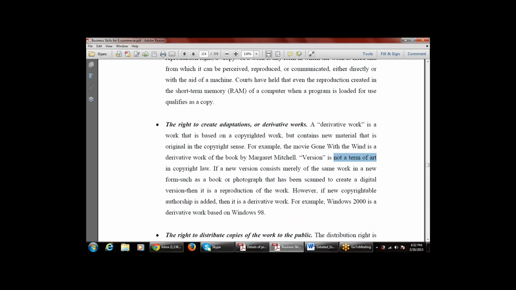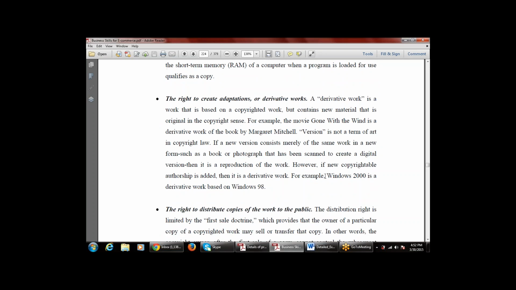Version is not a term of art in copyright law. If a new version consists merely of the same work in a new form, such as a book or photograph that can be scanned to create a digital version, then it is a reproduction of the work. As I said, reproduction is one of the major rights. This is one of the best examples: Windows 2000 is a derivative work. Why is it a derivative work? Because most of the features that are in Windows 98 come into Windows 2000.